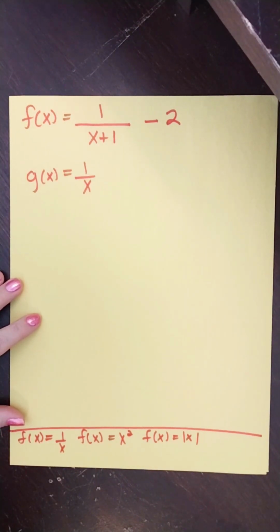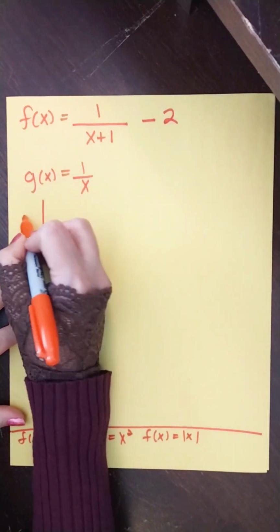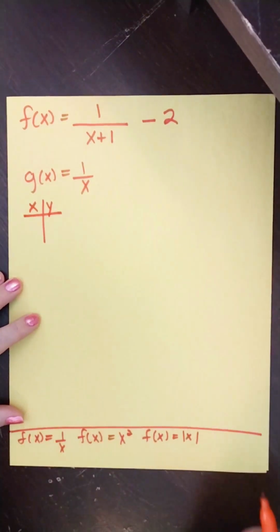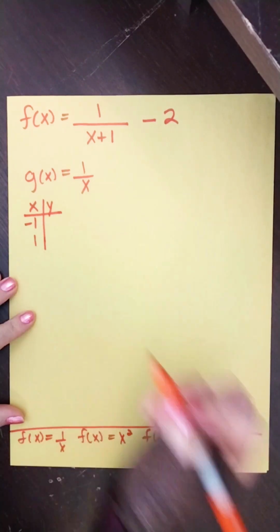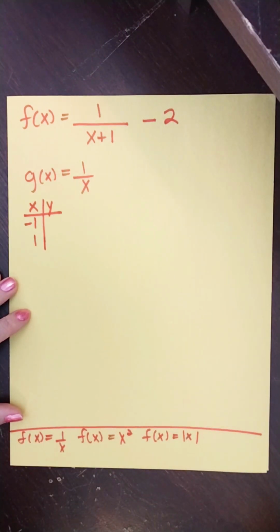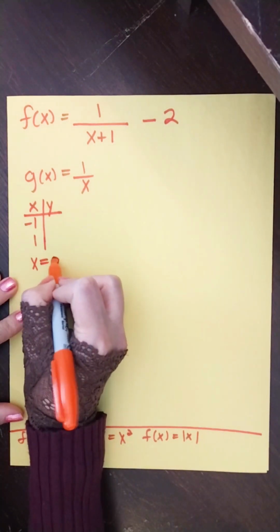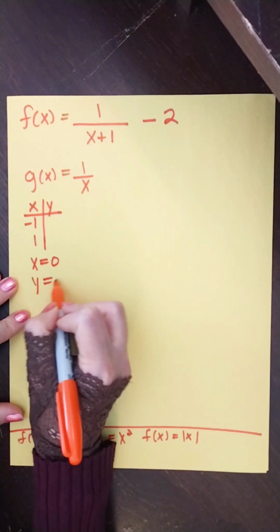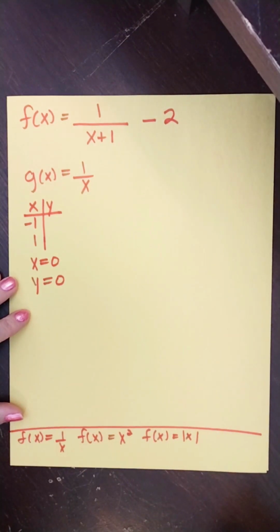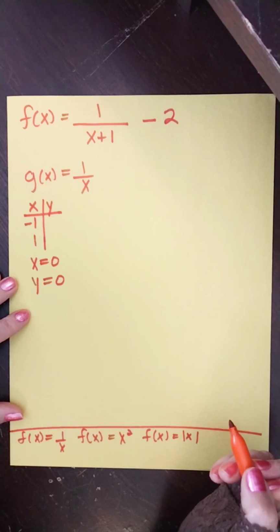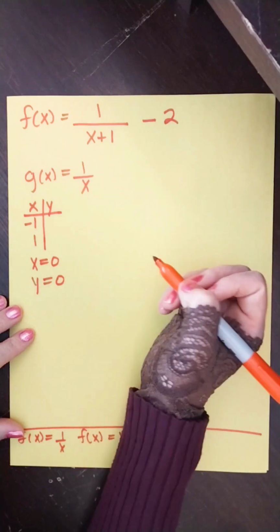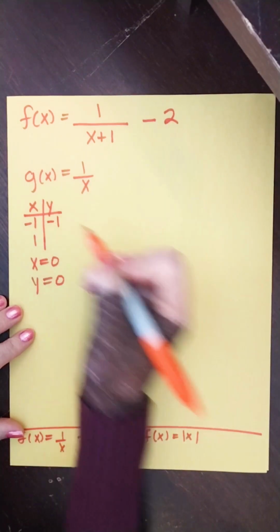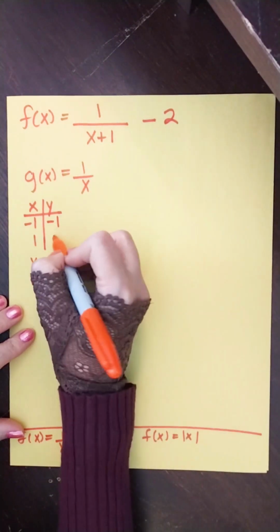And then you want to identify some key points to go with that. And you have these in your textbook as well. I just choose easy small numbers. And of course, you also have a vertical asymptote at x equals 0 and a horizontal asymptote at y equals 0. So then let's go ahead and find g of these values. So g of -1 is 1 over -1, which is -1. G of 1 is 1 divided by 1, which is 1.